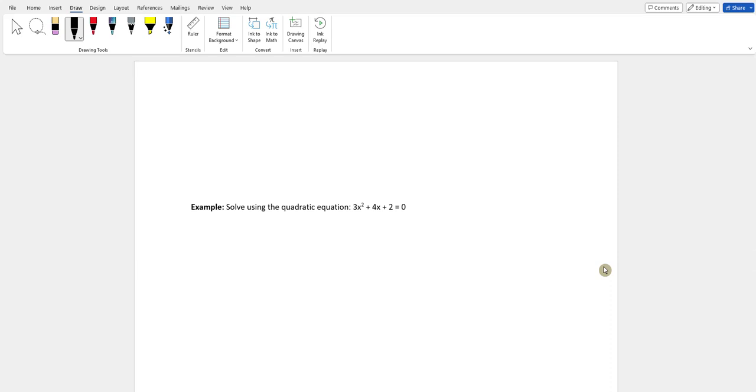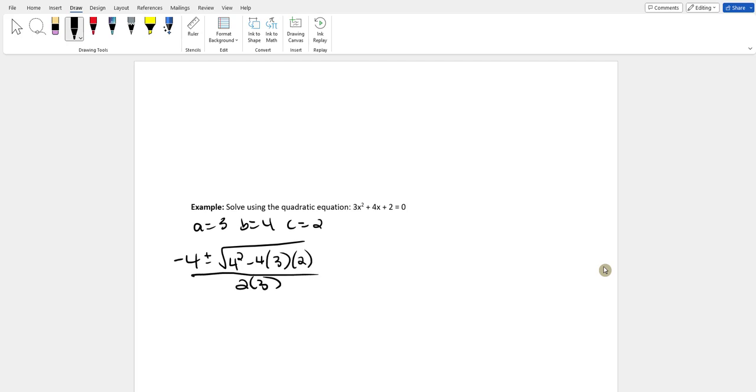In this next one, we have 3x squared plus 4x plus 2. My A is 3, my B is 4, my C is 2. We're going to plug everything back in. We get negative 4 plus or minus the square root of 4 squared minus 4 times 3 times 2, all over 2 times 3. Let's go ahead and simplify this. We know that 4 squared is 16. Negative 4 times 3 times 2 is minus 24, all over 6. 16 minus 24 gives me a negative 8.